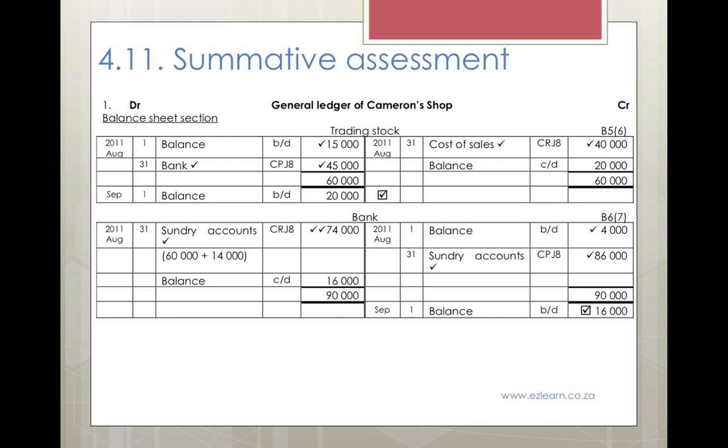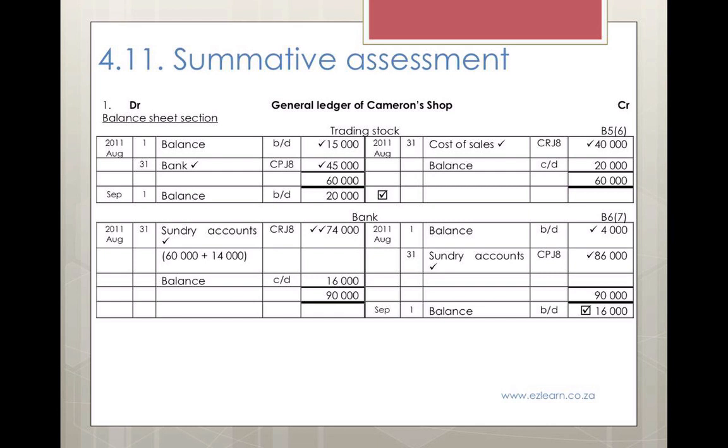You would do this by simply using the cross-casting concept of realizing that the bank amount should be the total of sales, 60,000, plus the sundry accounts of 14,000. Of course, you would not include the cost of sales in this calculation. On the credit side, you would show the payments on the 31st as sundry accounts, tick, CPJ 8, 86,000, tick. Your totals are 90,000, and on September the 1st you would have a credit balance brought down of 16,000 for a method mark.